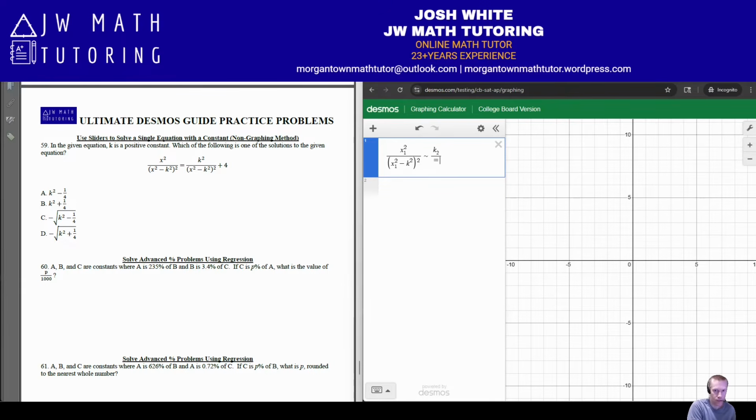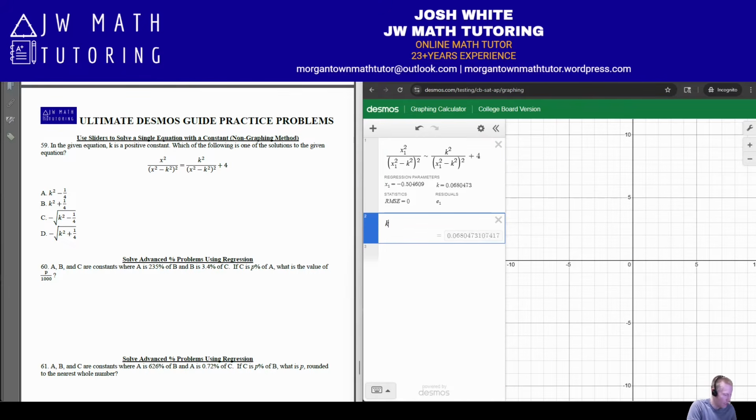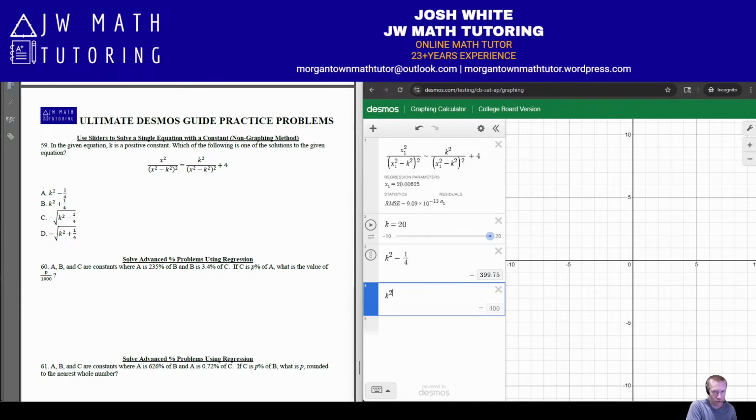Go down, okay, x1 squared plus 4. Okay, next, set a value for the slider. Notice it automatically picks one here, but I'm just going to choose, whatever. Maybe I'll pick 20. Okay, so now I'm going to go through the answer choices. I'm going to type each of the answer choices.